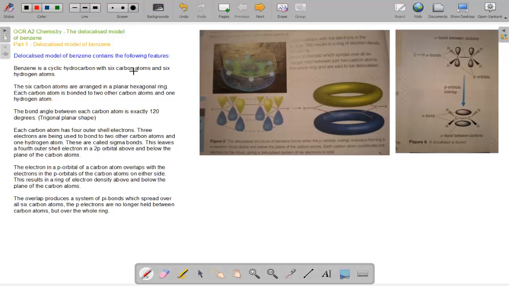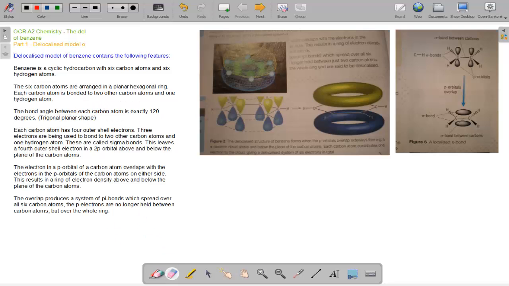Benzene is a cyclic hydrocarbon with 6 carbon atoms and 6 hydrogen atoms. The 6 carbon atoms are arranged in a planar hexagonal ring. Each carbon atom is bonded to 2 other carbon atoms and 1 hydrogen atom. So, if you look at my diagram here, you get 1, 2, 3, 4, 5, 6, and each is bonded to 2 others and 1 hydrogen atom here. So, 1 bonded electron there, 1 bonded electron there, and, sorry, 2 there. Well, it's technically 1, but since the delocalization is constantly changing the position of the double bonds, I will say 2 and 1 here. And the bond angle between each carbon atom is exactly 120 degrees, so it's trigonal planar.